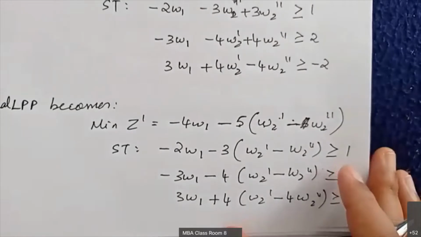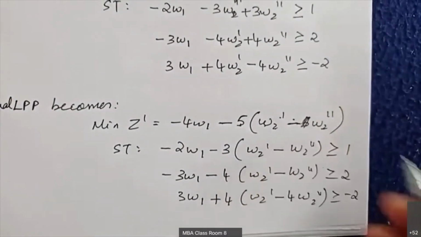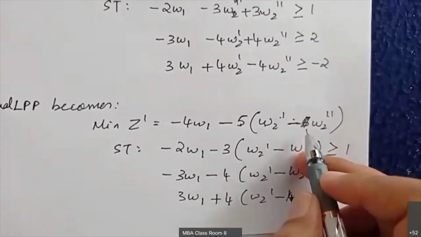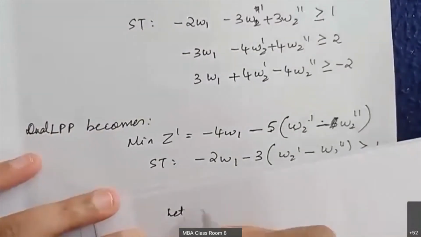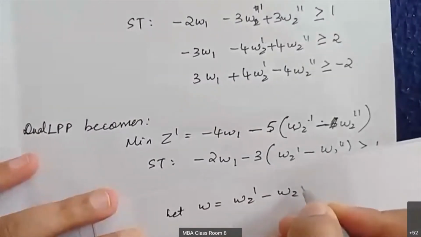Now, what I'm going to do is replace W2 dash minus W2 double dash. Ma'am, third constraint only 4. Yeah. Okay. So over here we have W2 dash minus W2 double dash. Instead of that, I'm going to replace it with W2. Let W2 be equal to W2 dash minus W2 double dash.